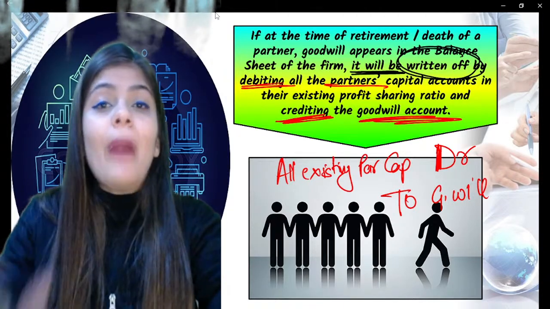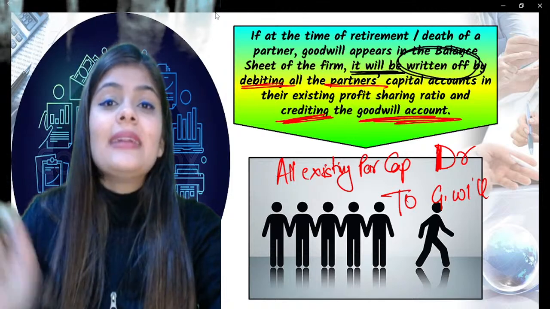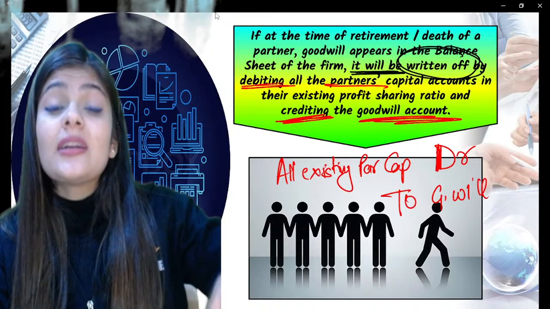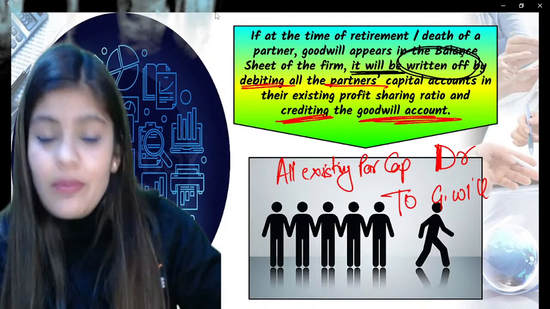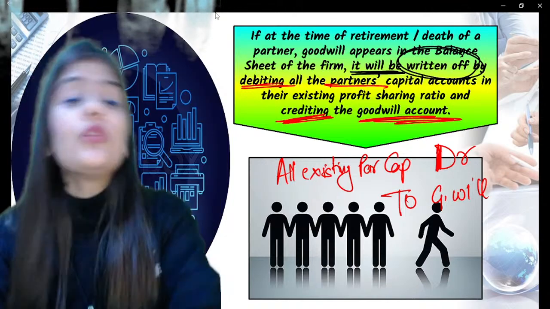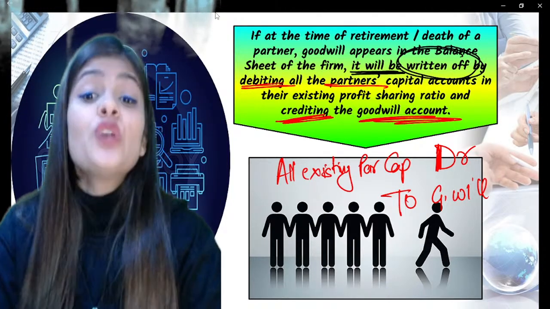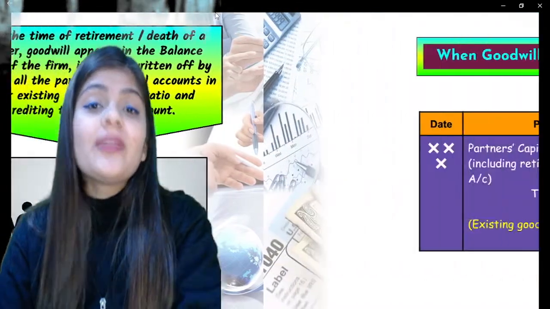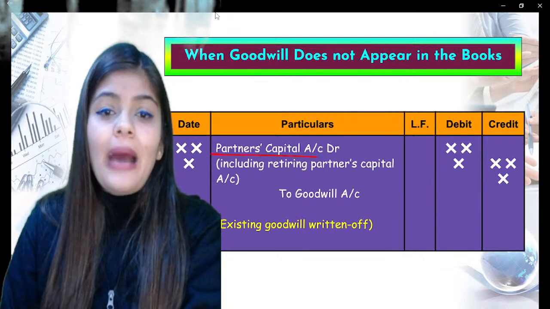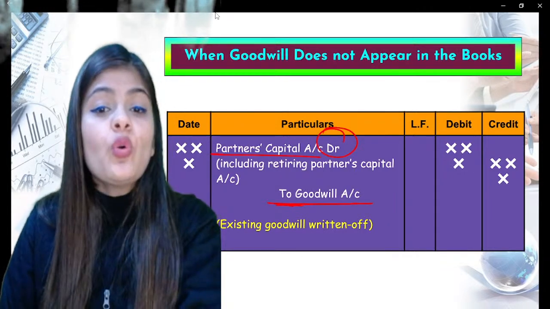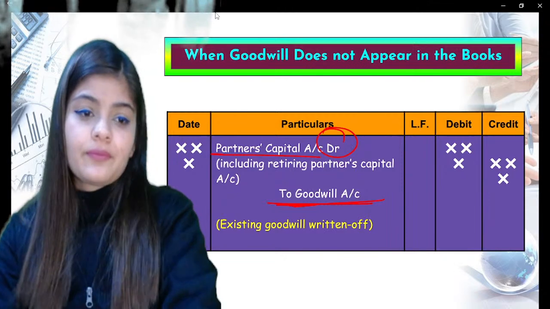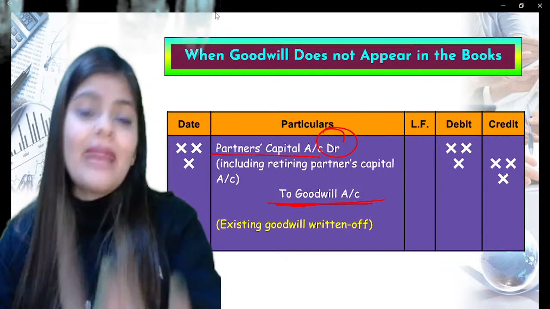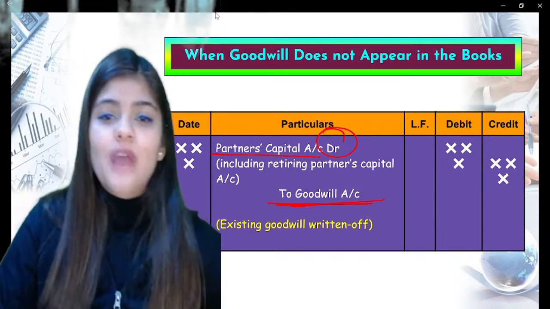Debit all the partners' capital account and credit goodwill account. So A, B, C, all the partners including the retiring partner will be debited and goodwill will be credited. So this is the treatment for existing goodwill or goodwill appearing in the books of the firm. Partners capital account debit to goodwill. And this was also there in the admission chapter. The same topic was there in the admission chapter.